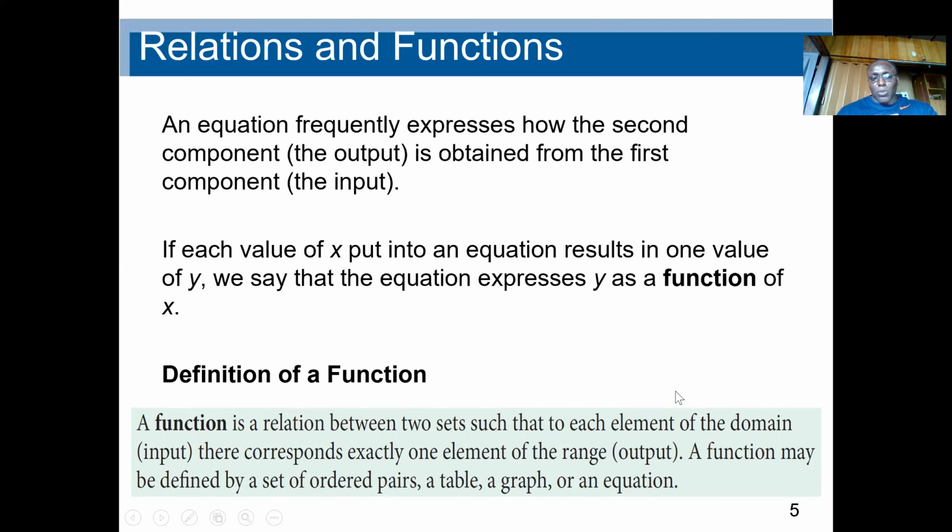So an equation frequently expresses how the second component, which is the output, in this case the y or dependent, is obtained from the first component, which is the input, the x value or independent.